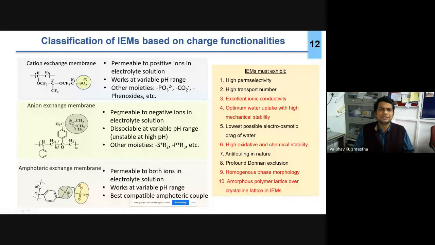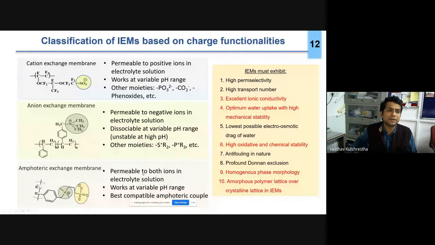Again, this is the classification of ion exchange membranes based on charge functionalities. For the cation exchange membrane, the functional group may be sulfonating, phosphorylating, or carboxylating. Basically, we use sulfonation for these membranes, which is very strong. For the anion exchange membrane, tertiary amine is used as a functional group. Quaternary and primary amines are also used for anion exchange membranes, which are easily dissociable.